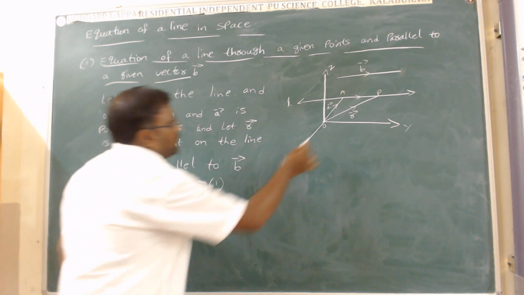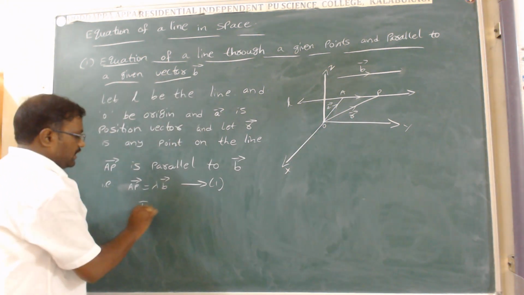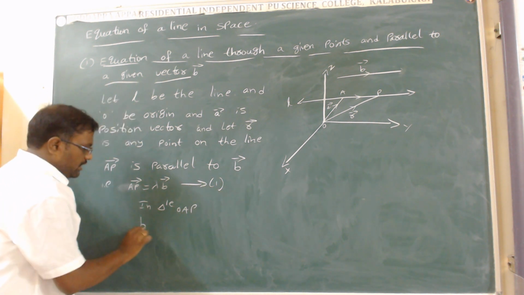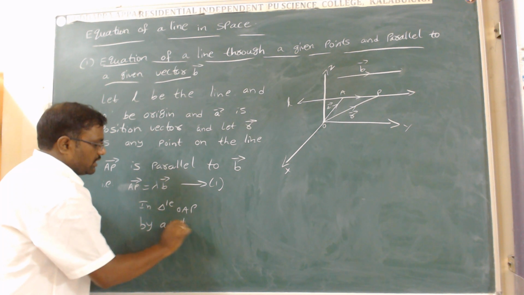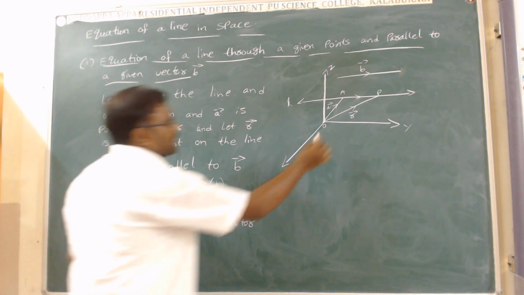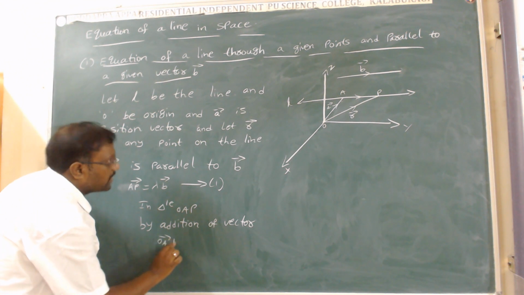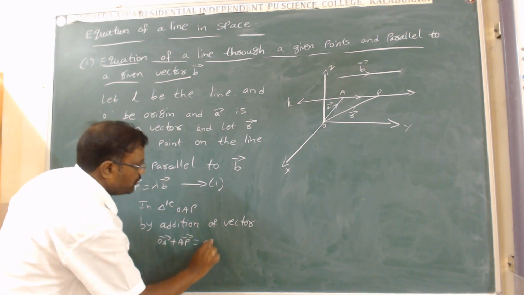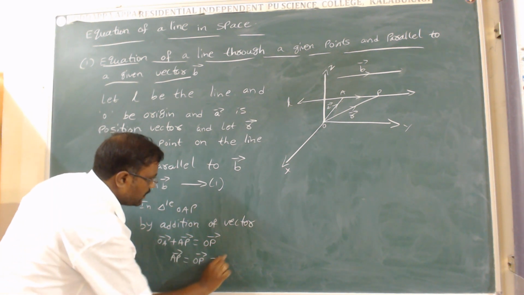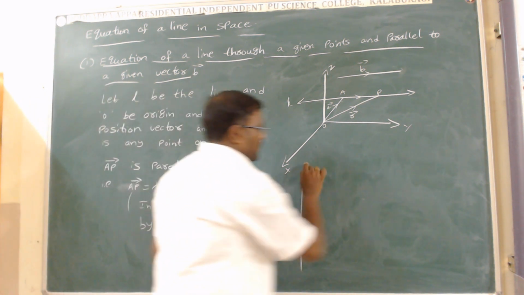Now you can observe in the diagram that this is a triangle, triangle OAP. You can apply addition of vectors here. So we get OA vector plus AP vector is equal to OP vector. But we know that AP vector is equal to OP vector minus OA vector. So this condition can be used in the given equation.